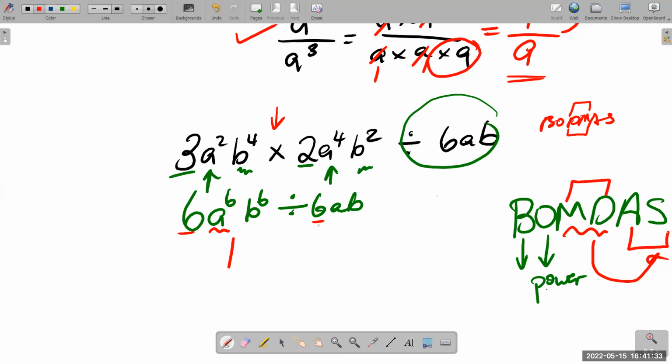Let's deal with the a's now. So the a's, it's 6 and 1, because we know a has a power of 1, b has a power of 1. Don't be afraid to write it in with your pencil. Since we're dividing, what do we do with the powers? We subtract. So it's going to become a what?